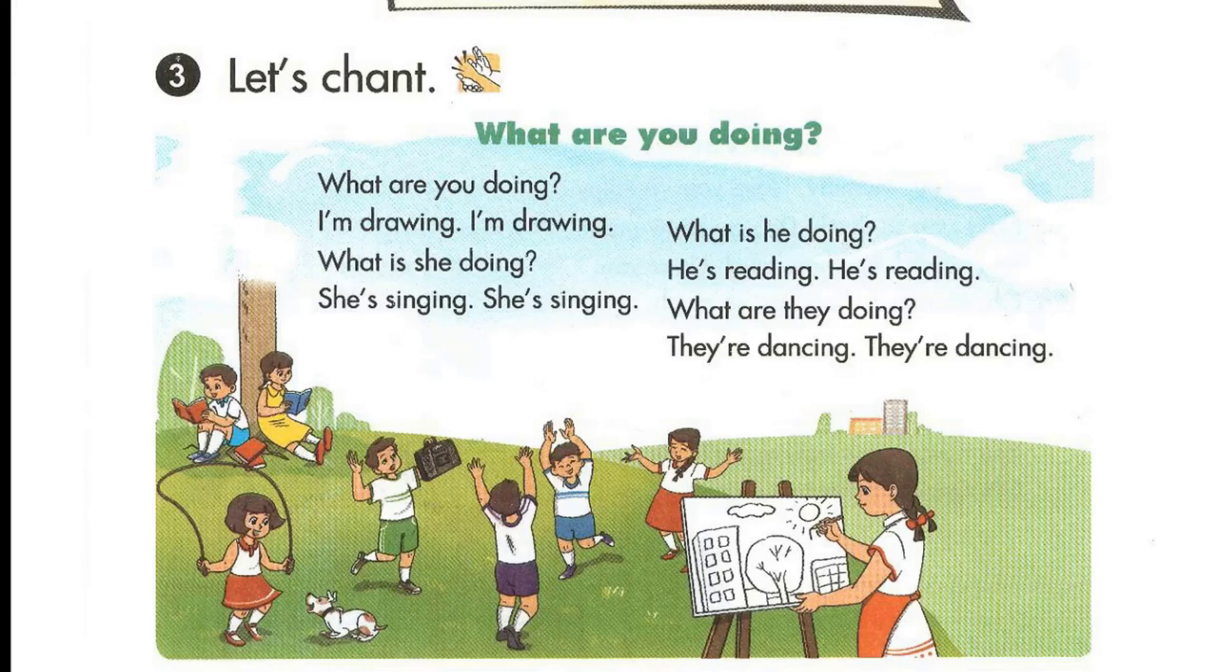Page 56. Lesson 3. Activity 3. Let's chant. What are you doing? 1, 2, 3, 4. What are you doing? I'm drawing. What is she doing? She's singing. What is he doing? He's reading. What are they doing? They're dancing.